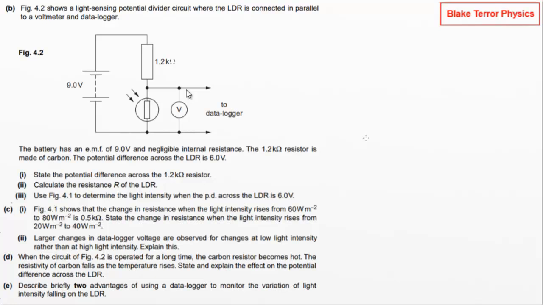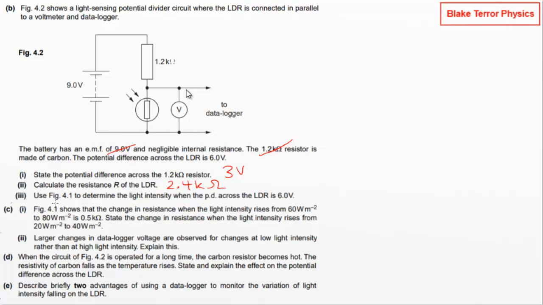Figure 4.2 shows a light sensing potential divider circuit, LDR, connected in parallel to a voltmeter and a data logger. Right, okay. Battery EMF 9 volts, that's in the picture, 1.2 kiloohms in the picture. Potential difference across the LDR is 6 volts. State the potential difference across the 1.2 kiloohm resistor. Well, it's got to be 3 volts so that the 3 and the 6 can add up to 9. Kirchhoff's second law. Calculate the resistance R of the light-dependent resistor. Well, if it's got double the PD, it must have double the resistance. So it's going to have to be 2.4 kiloohms.